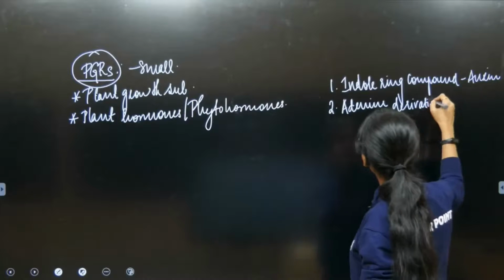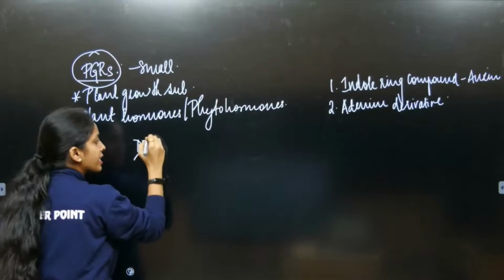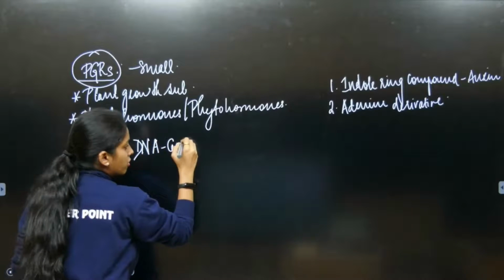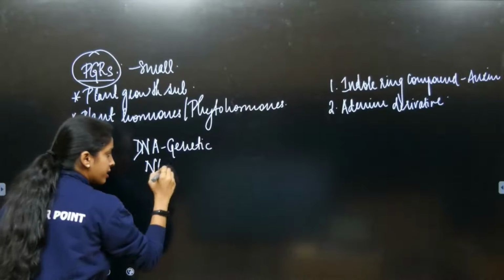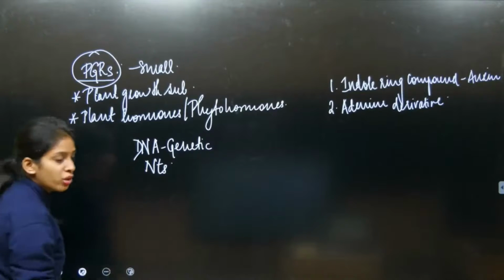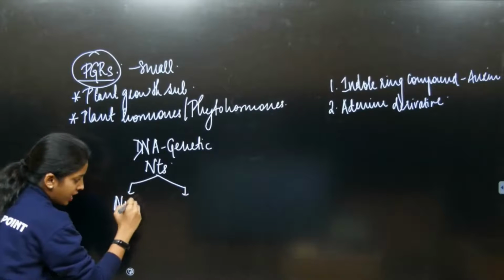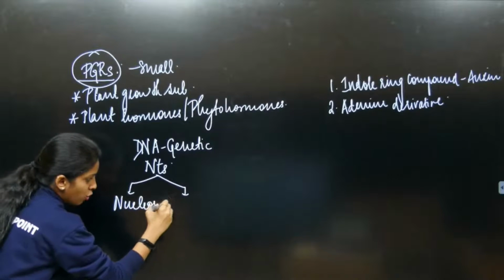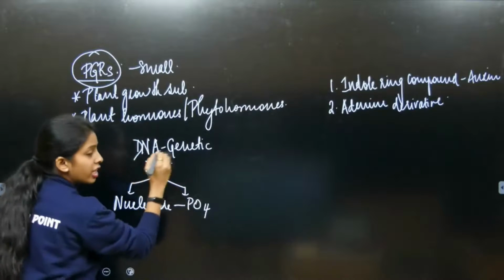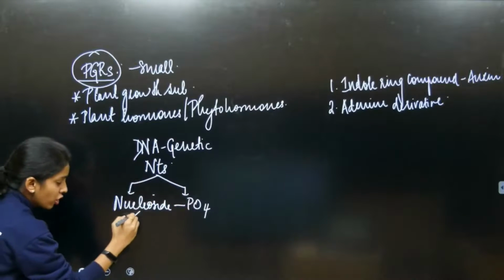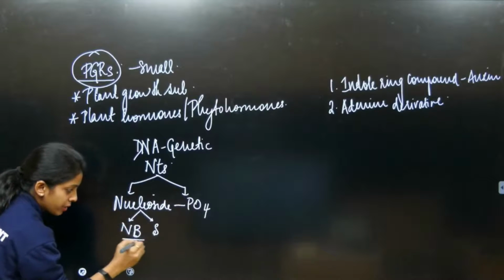So where did we talk about your adenine? Yes. So your DNA is your genetic material. This DNA is made up of nucleotides. Nucleotides are of two types. One is your nucleoside. When a nucleoside binds to a phosphate group, it forms a nucleotide. Nucleosides include your sugar and your nitrogenous base.